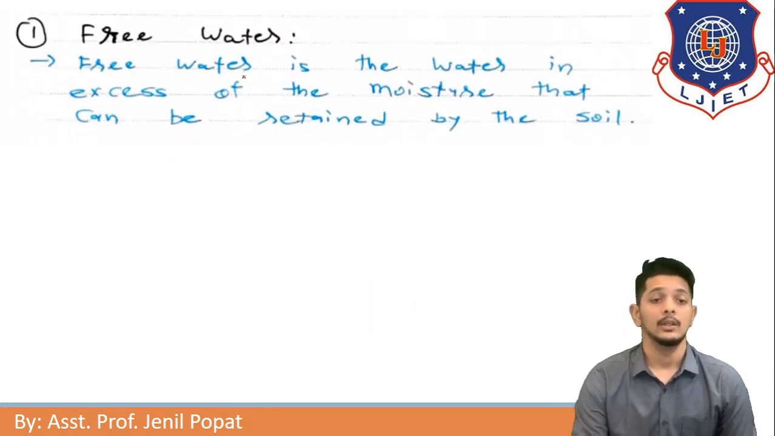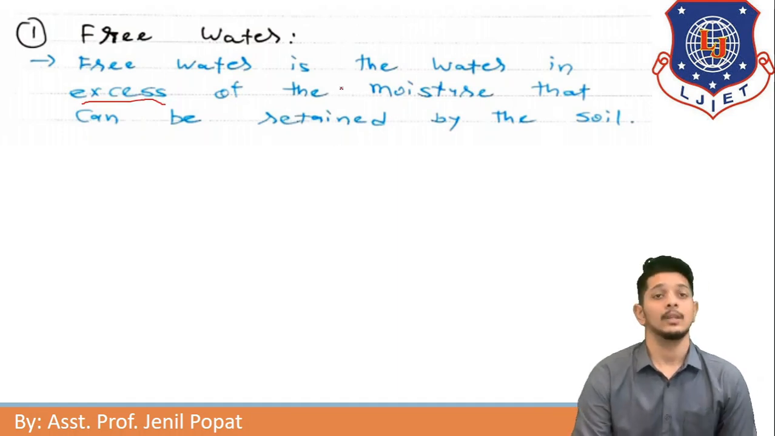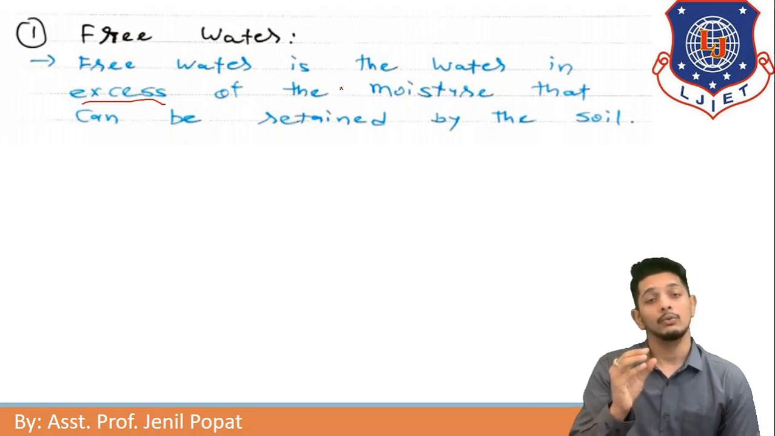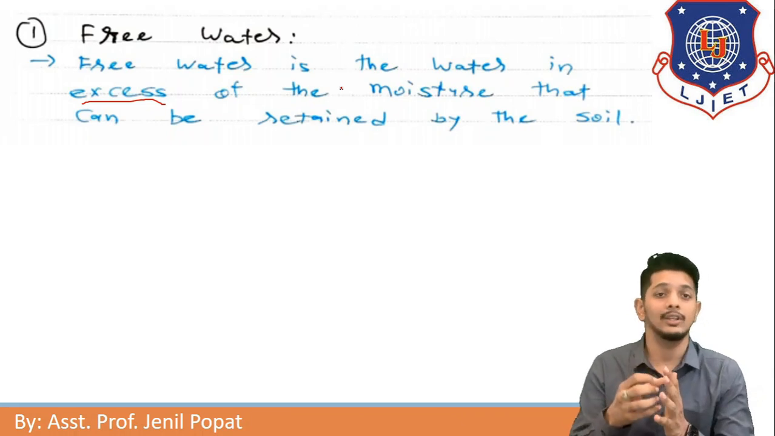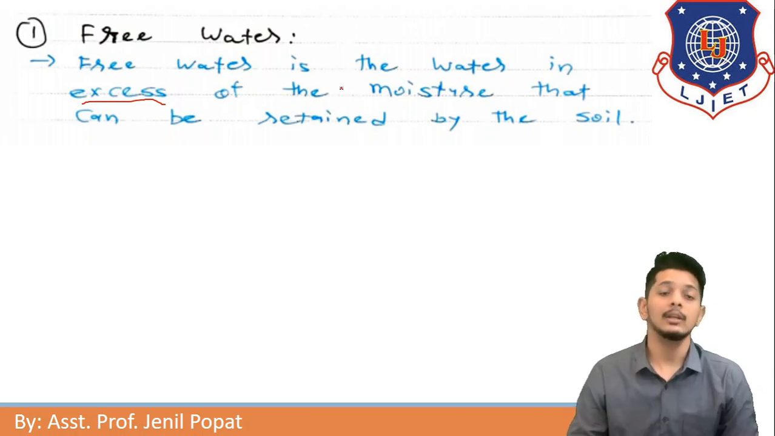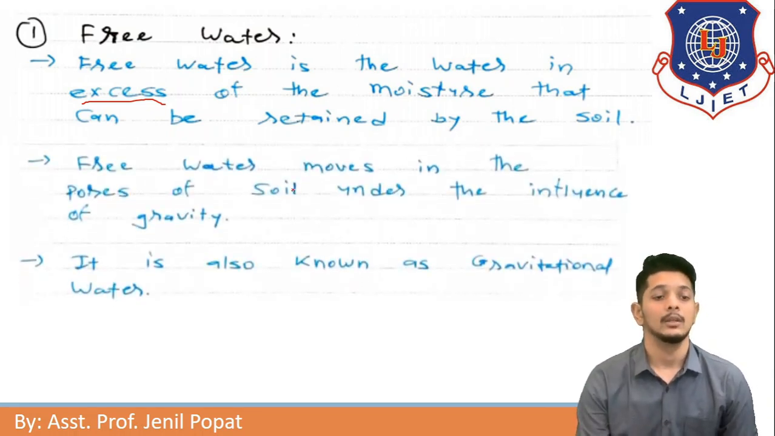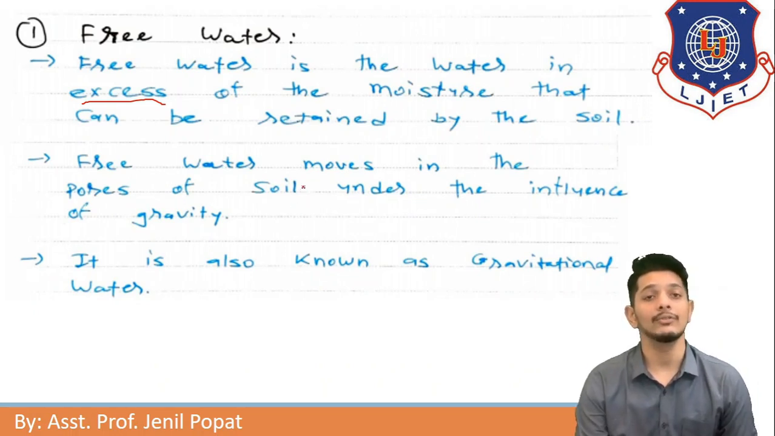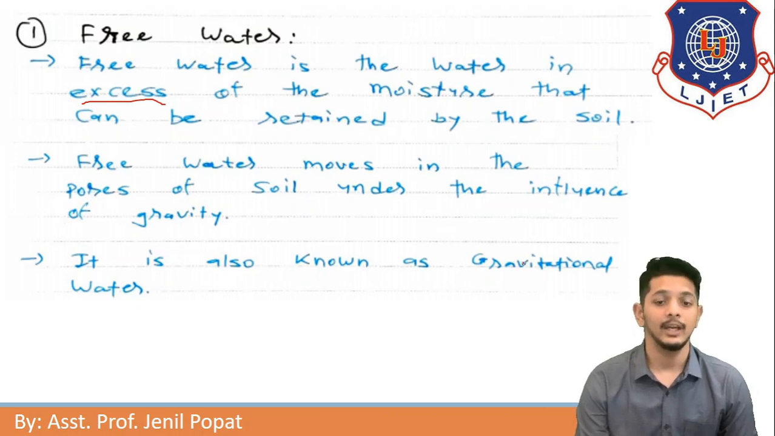Free water. Free water is the water in excess of the moisture that can be retained by the soil. So, soil has some basic moisture, but whenever there is water in excess of that moisture, it is free water. Free water moves in the pores of soil under the influence of gravity, and that is why it is known as gravitational water.